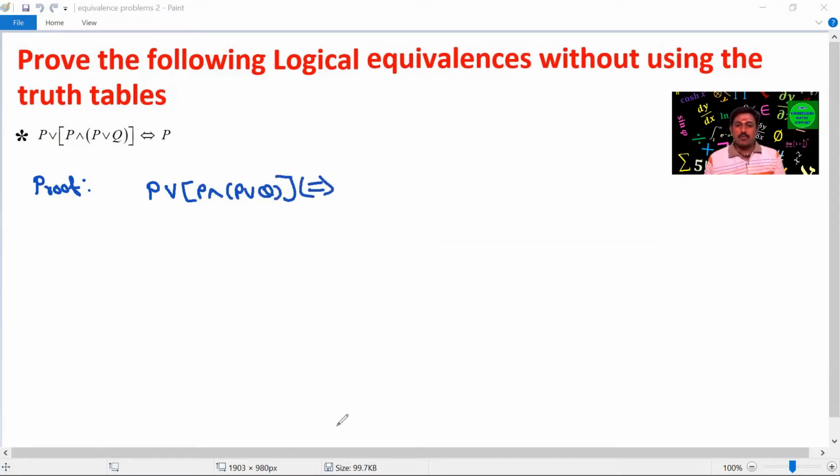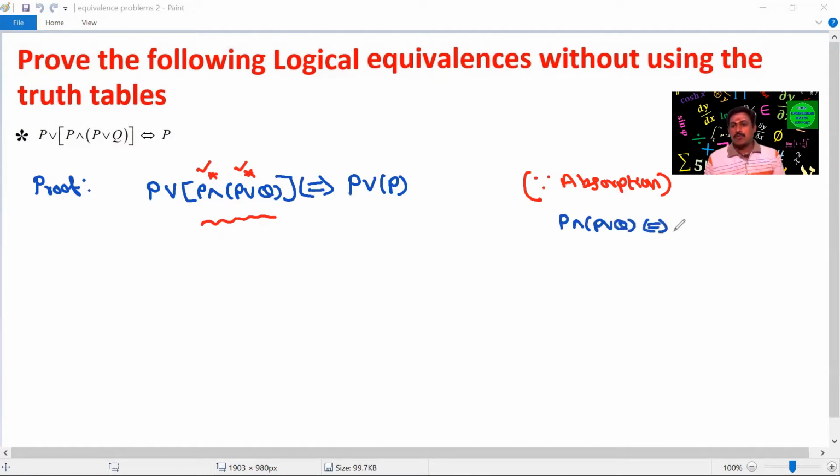First, we are going to observe the bracket term. If you observe this bracket term, three variables are there, and two different symbols. Two of the variables are the same. Therefore, we remember the absorption formula. Using this absorption law, we simplify the term as P or, this term is nothing but P, by absorption law. Absorption law is nothing but P and (P or Q) is equivalent to P.